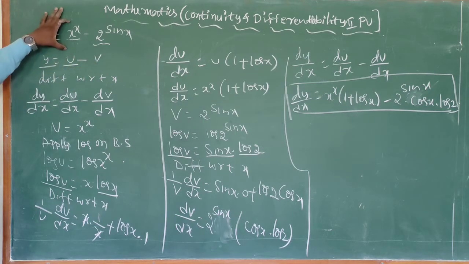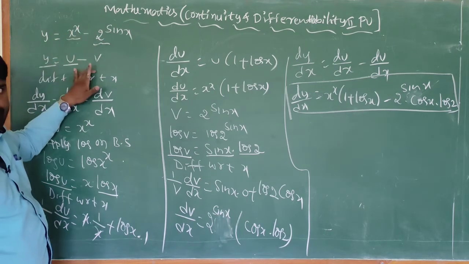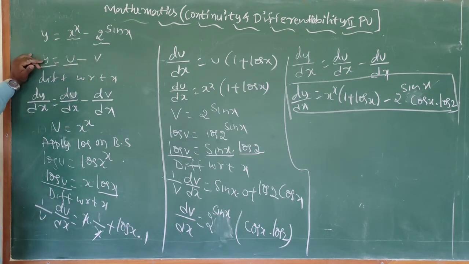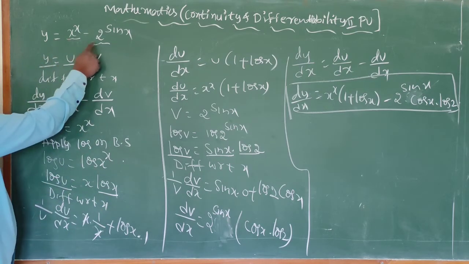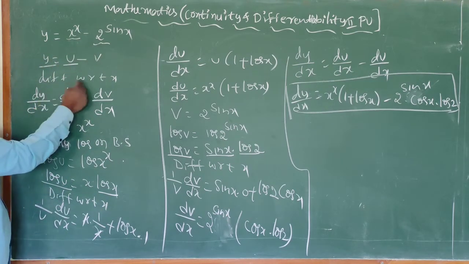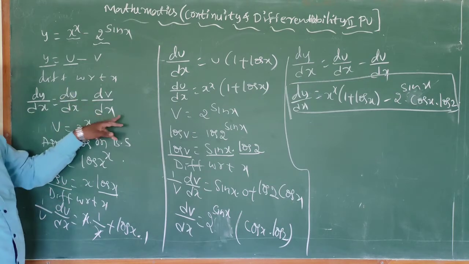This one we can't differentiate directly. That's why this one I can take u, this one I can take v. Now I want to find dy by dx. Separately I want to find du by dx and dv by dx. Differentiate with respect to x. So du by dx minus dv by dx.